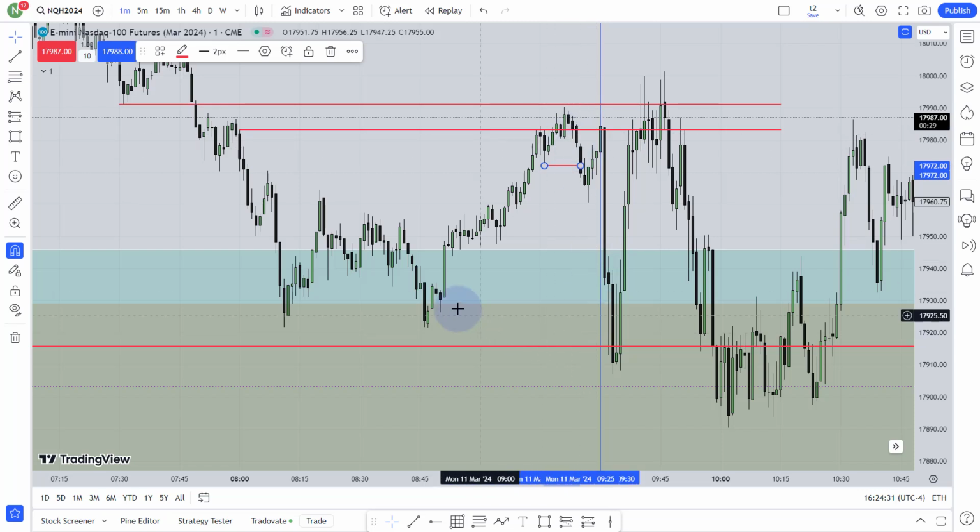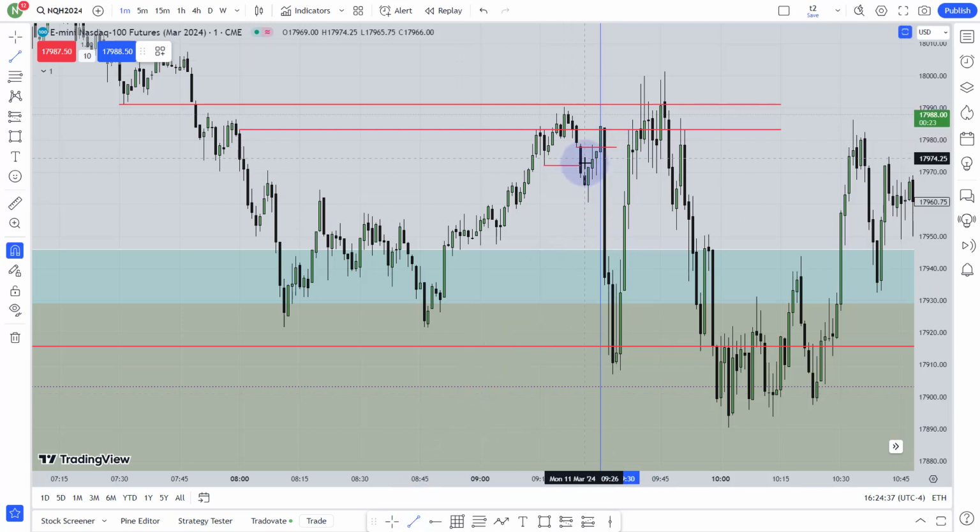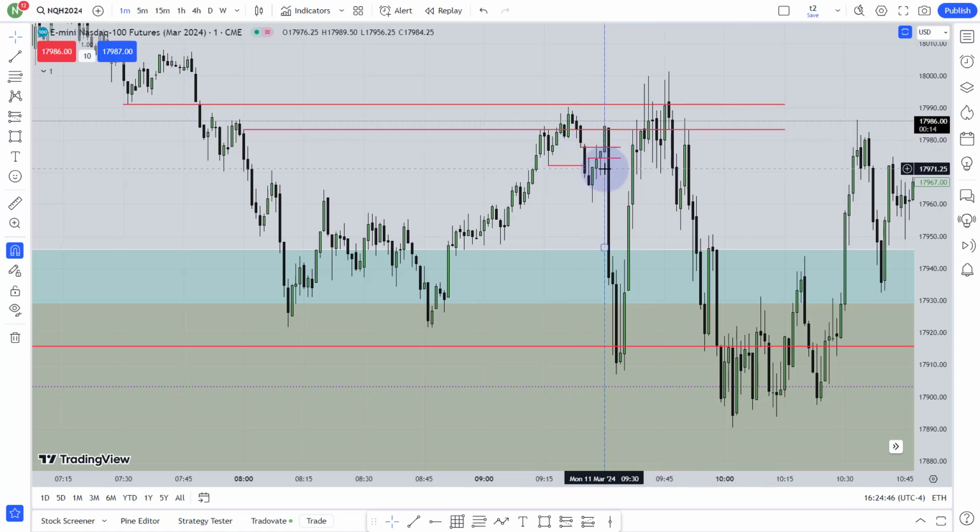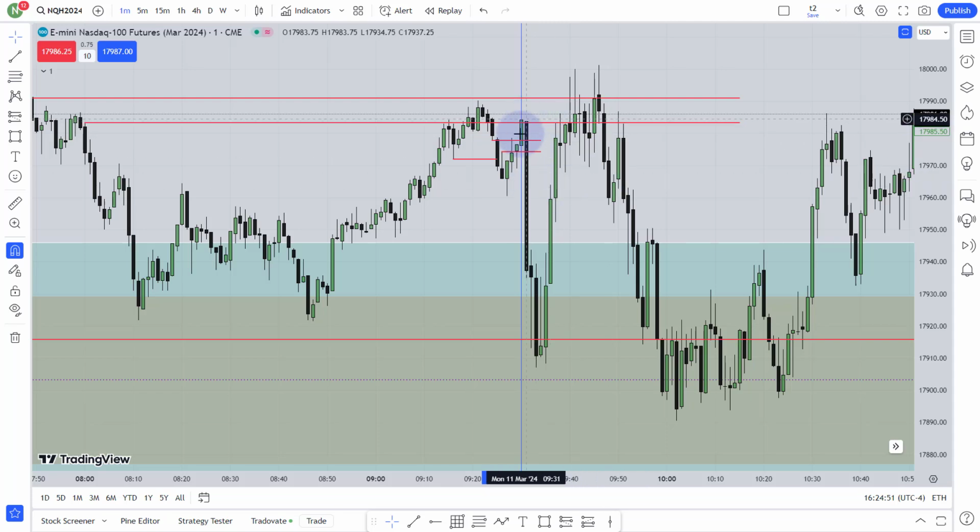There was the fair value gap over here. I'll mark the fair value gap as well. So here, this is that fair value gap, and here this is the entry fair value gap, and there is the breakaway gap. Just above that fair value gap, this is the breakaway gap. Now around 9:30, there will be some volatility. Always, you will always expect some volatility.